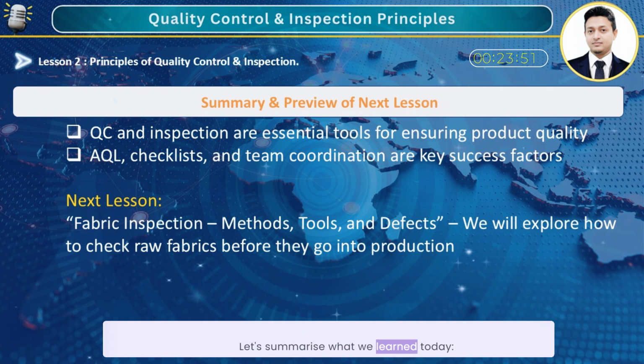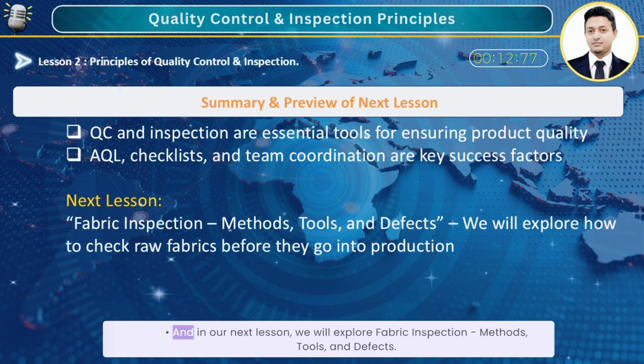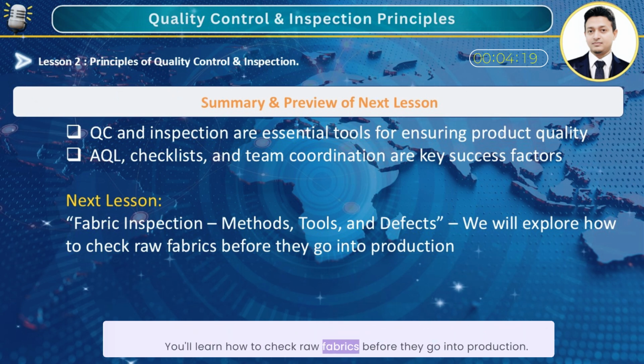Let's summarize what we learned today. QC and inspection are essential for ensuring product quality. AQL, checklists, and teamwork are key to success. And in our next lesson, we will explore fabric inspection methods, tools, and defects. You'll learn how to check raw fabrics before they go into production.